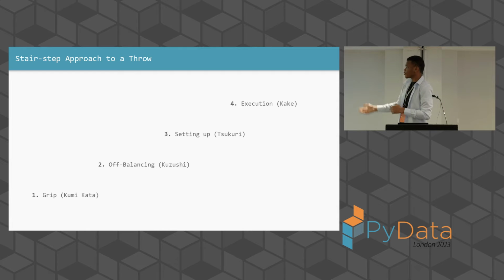So, step-by-step approach to a throw: kumikata, which is your grip. So you need to have your grip right, always. Without the grip, you really can't throw properly. So that needs to be right.